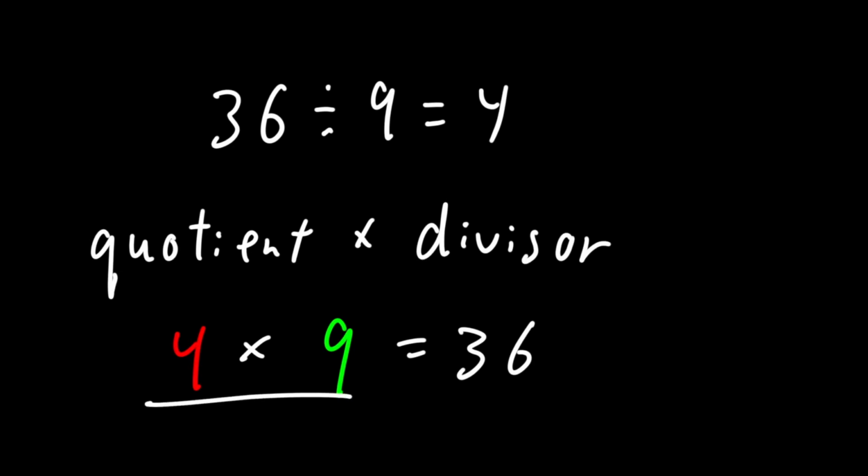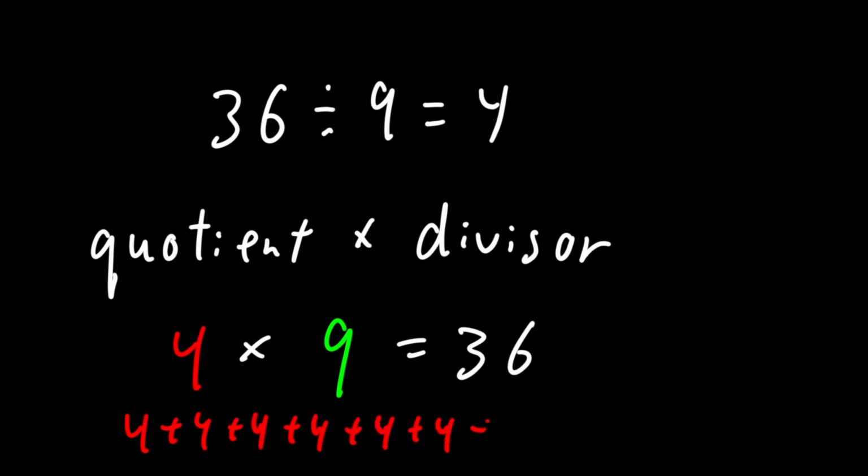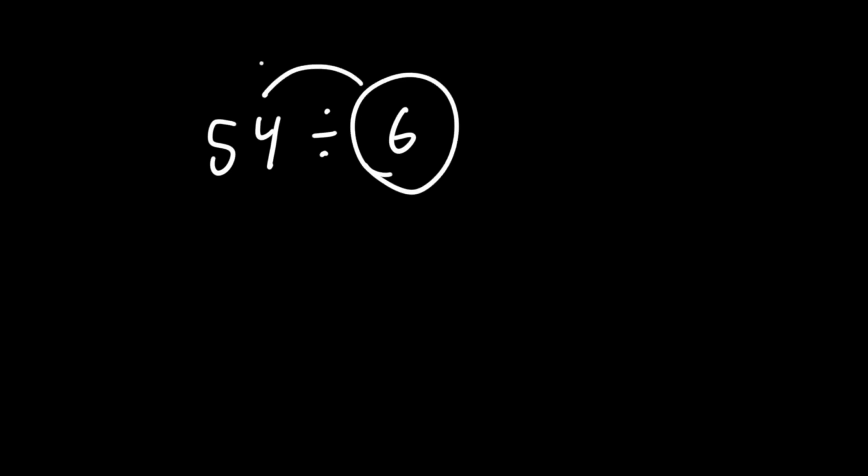And notice how 4 times 9 is actually the same as adding 4 plus 4 plus 4 plus 4 plus 4 plus 4 plus 4 plus 4 plus 1 more 4, which also equals 36. And if you don't believe me, you can look back into the video a few seconds ago. Now let's try another problem. Let's do 54 divided by 6. So how many times can 6 go into 54?